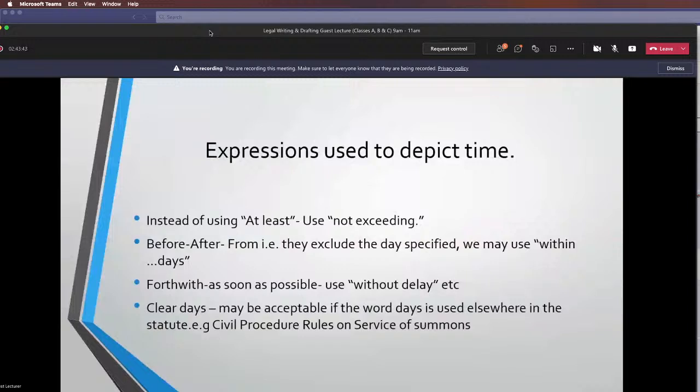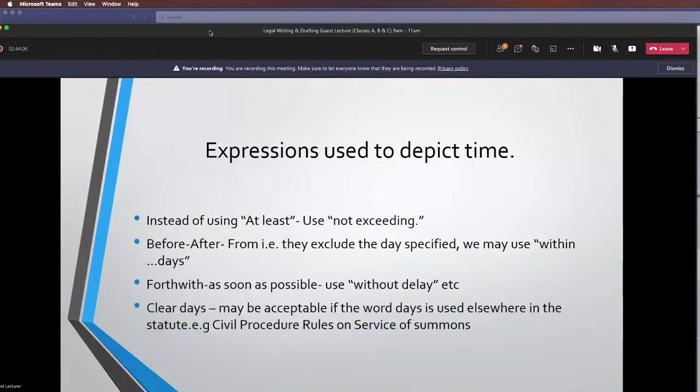In expressing time, we prefer using the words not exceeding, for instance, instead of saying at least. Or we give within so many days. I've also said in the Civil Procedure Act, you see it says 3 clear days. Why do we say clear? Well, if the word has been used somewhere else in the Act, then we have to give 3 clear days. That is still an aspect of time.